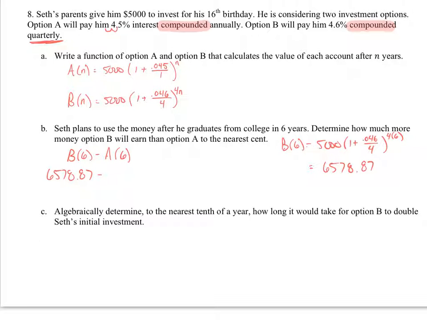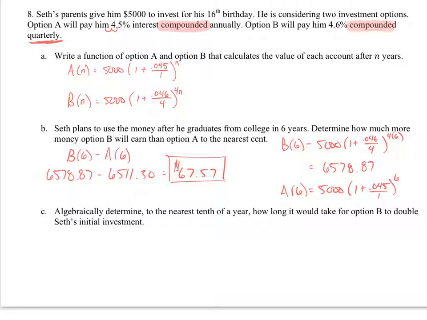And what does option A get us? Well, A of 6 is going to be 5,000 times 1 plus 0.045 divided by 1, to the 6th power times 1. And when you plug that in, you'll get $6,511.30. And when you do your subtraction, you'll end up with $67.57. So he should go with B because it's going to earn him $67.57 more than if he were to go with A.